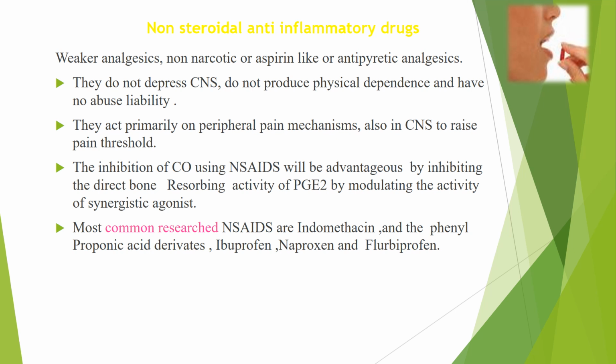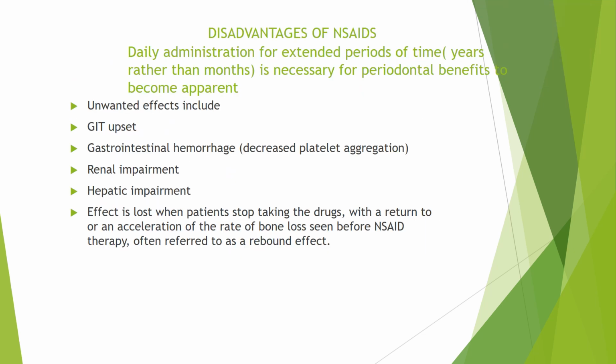So because of the inhibition of cyclooxygenase using NSAIDs, there is going to be an advantage by inhibiting the direct bone resorption activity of PGE2 by modulating the activity of the synergistic agonist. So the most commonly researched NSAIDs include indomethacin and the propionic acid derivatives such as ibuprofen, naproxen, and flurbiprofen. We are not considering them as a host-modulatory agent.